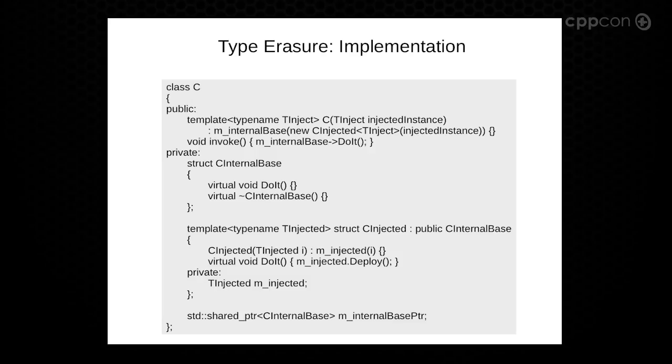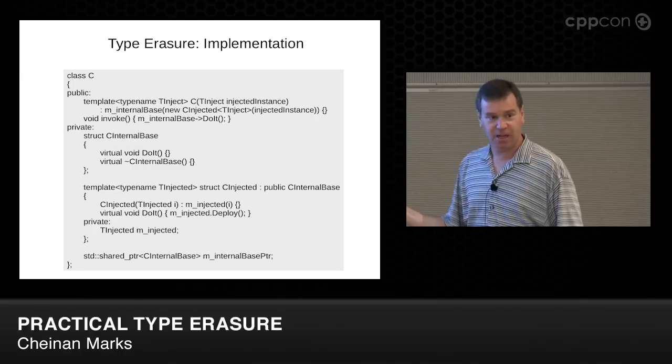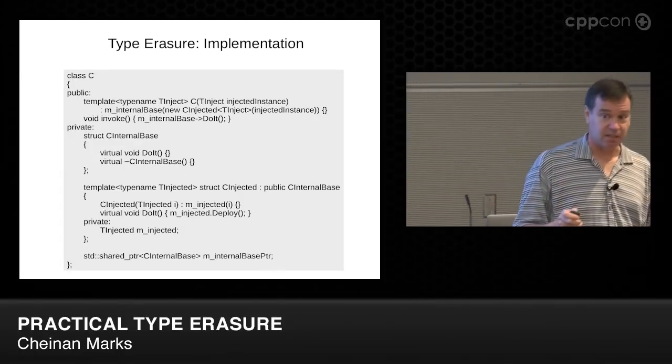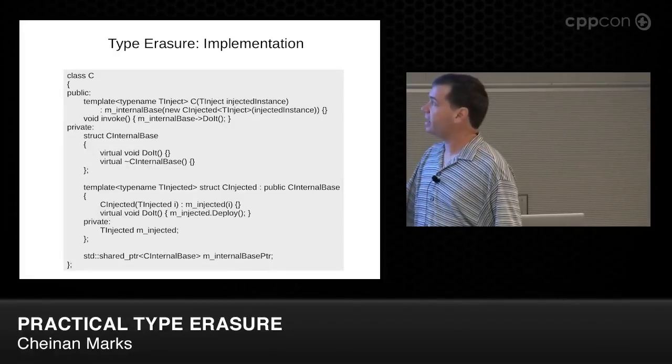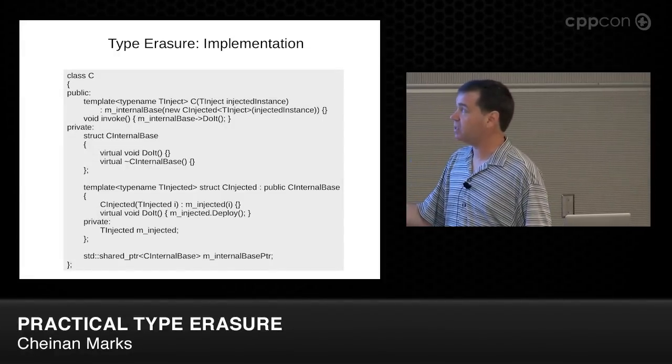Here's the implementation of class C. And the basis for this working is this internal base right here, which I call CInternalBase, cleverly. It's private, okay? So the client never sees this. It's all part of the implementation, hidden away from the client, and it has a virtual method called doIt, which is going to do something.